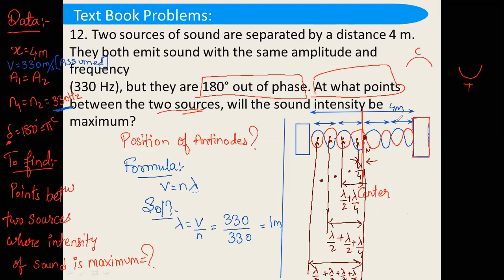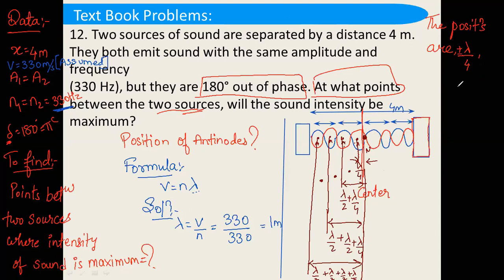Okay, so these are the positions. Not only on one side, on the other side also the same thing is there, so we will write plus and minus. The first position is plus or minus lambda by 4, because it is not only on the right side, it is there on the left side also. The right side is considered positive, the left side negative.